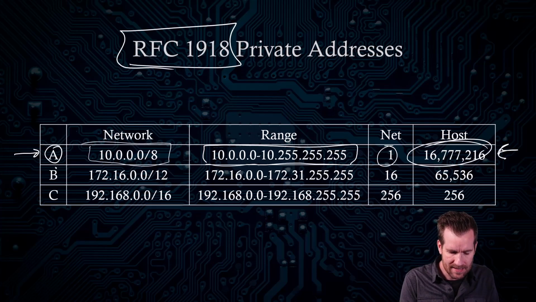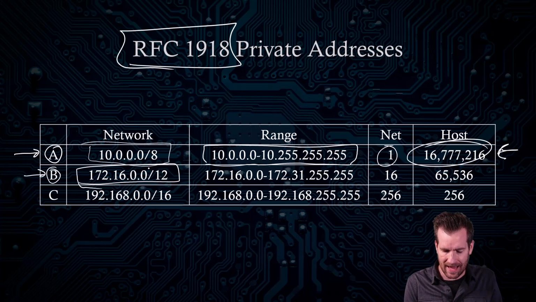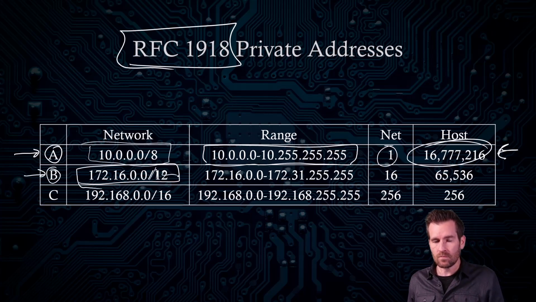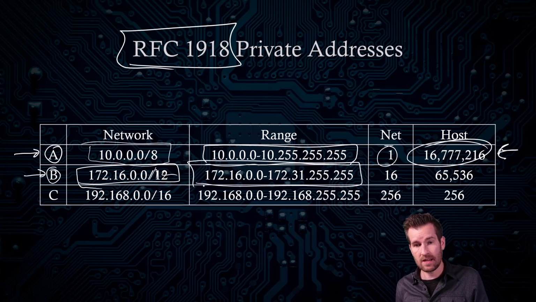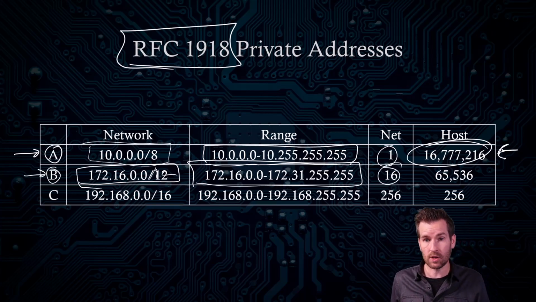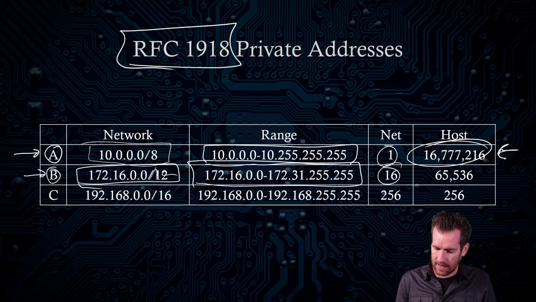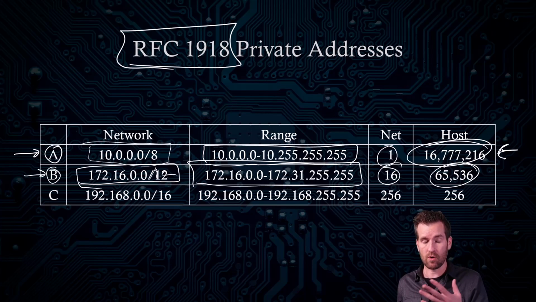Then we have the class B range, which is 172.16.0.0/12, making the range 172.16.0.0 to 172.31.255.255. It gives us 16 networks to work with and 65,536 hosts per network, although once again, we can break that down so we can create more networks and fewer hosts per network.